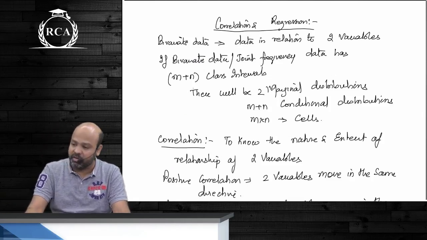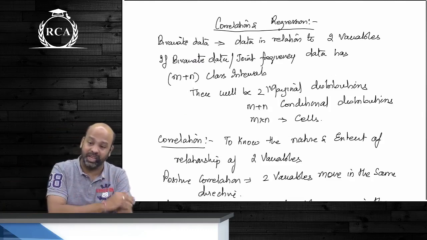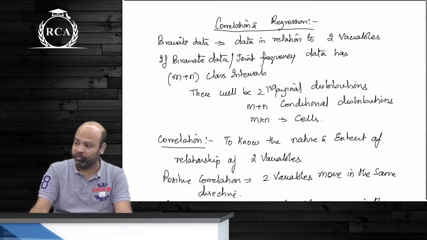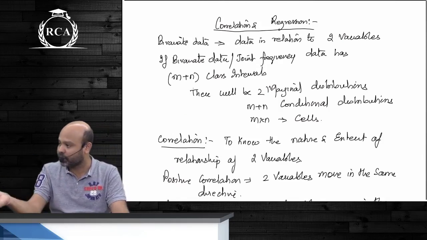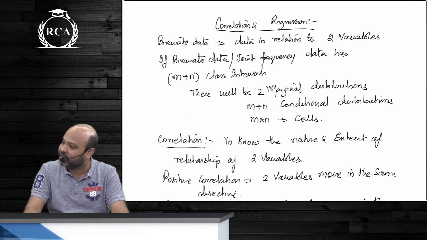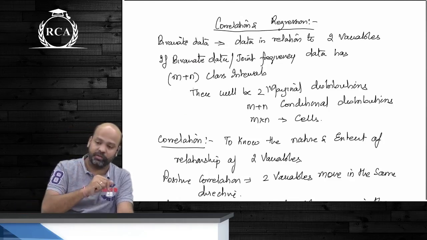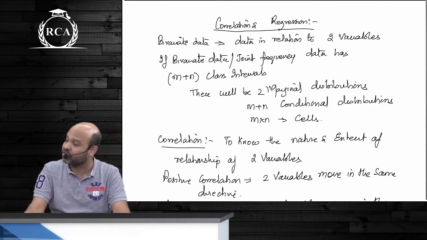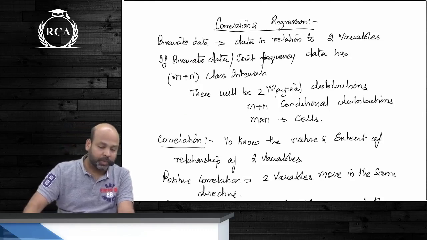A conditional distribution is the distribution of one variable for a given condition of the other variable. So you are constructing a frequency distribution of the Y variable, but only of those X values which are in the range of 0 to 10. So that will become a conditional distribution. Every class interval can become one condition. So if you have 10 class intervals of the first variable and 10 class intervals of the second variable, the total number of conditional distributions will become 20, 10 plus 10.